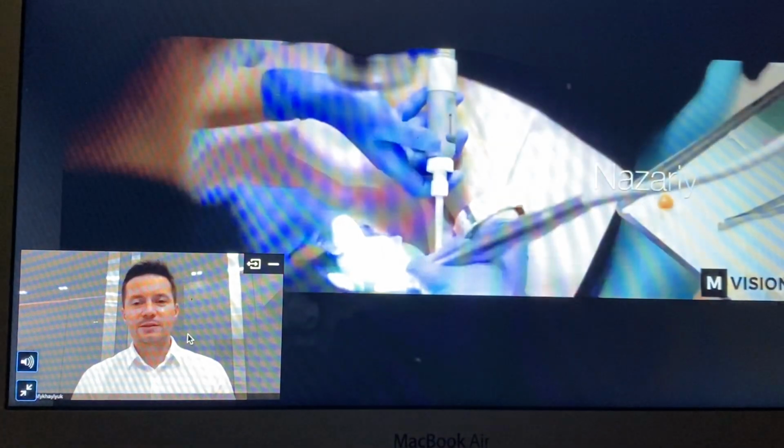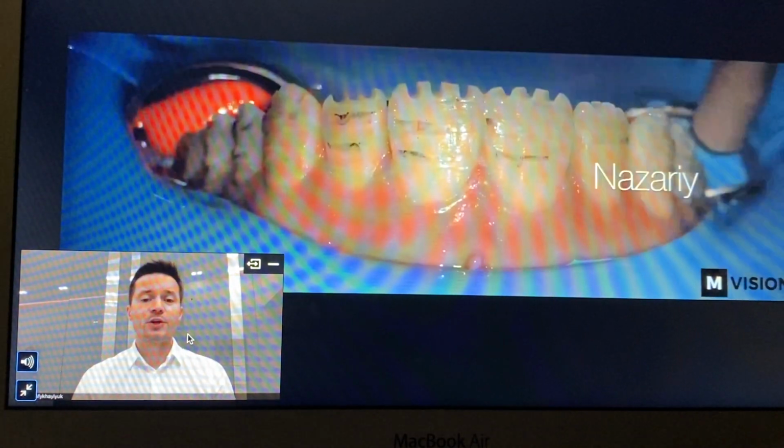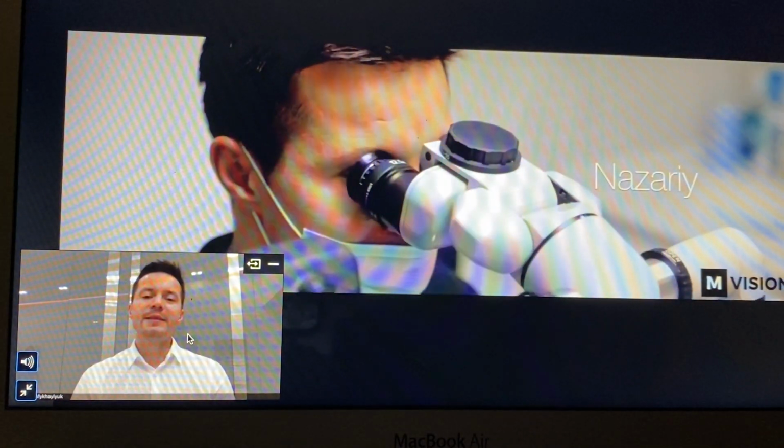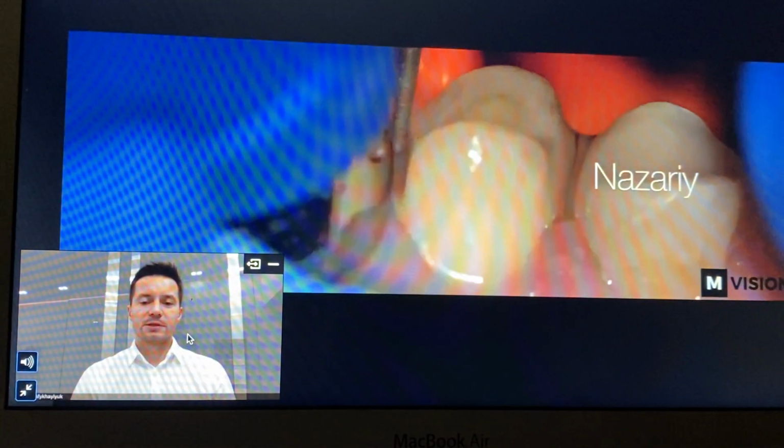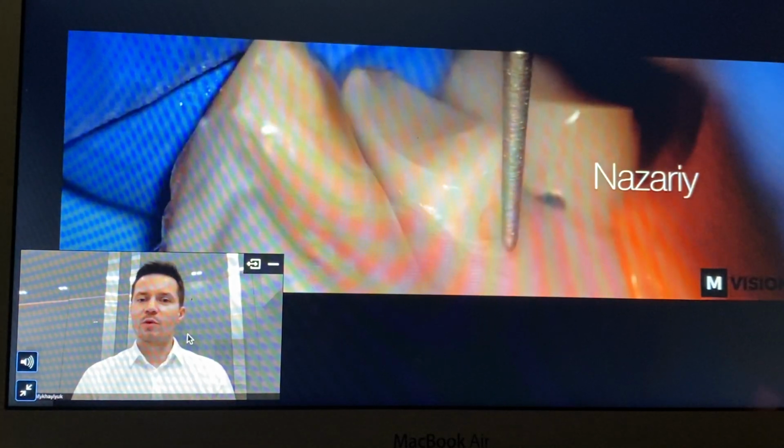Plus, in 2010, I started using a microscope in my office. At the beginning, it was only for endodontic treatment, because everybody was using microscopes only for endo.